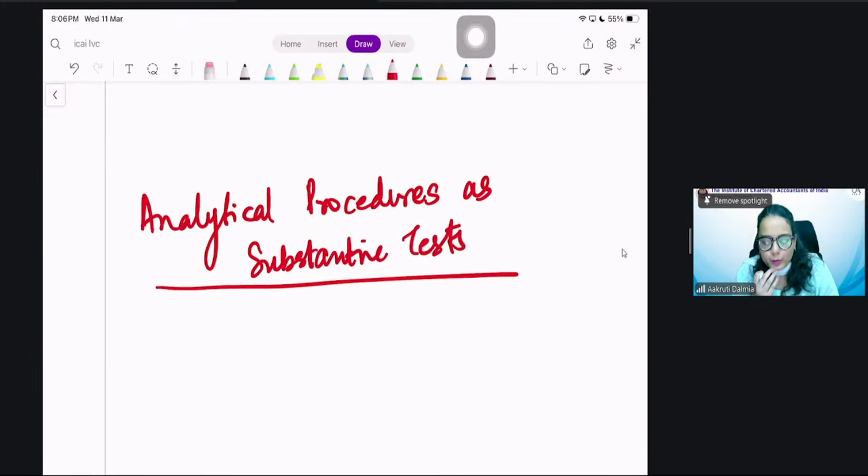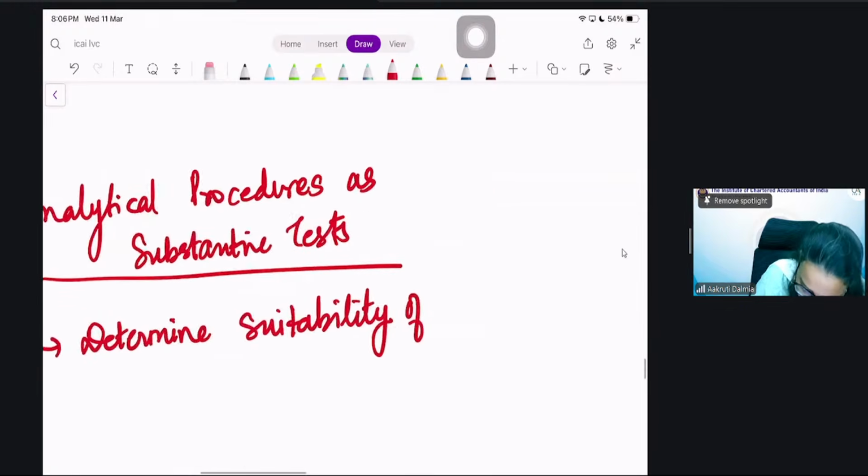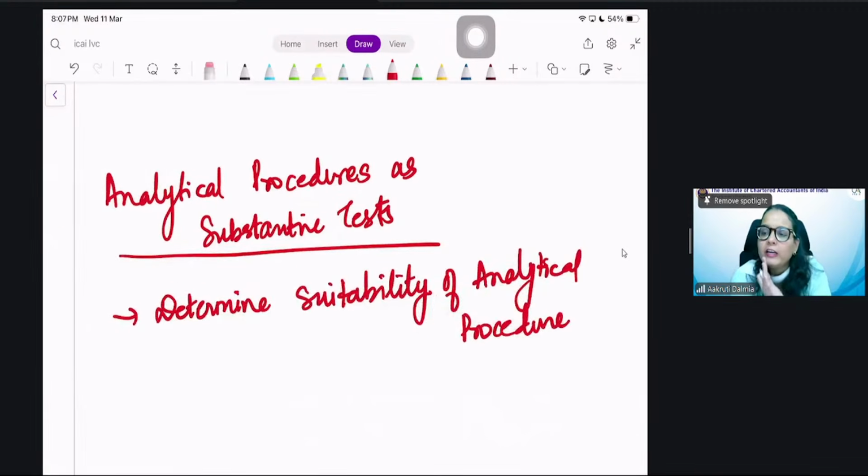So if you want to use analytical procedure as a substantive test, this is the process you'll follow. First is determine suitability of analytical procedure. What did I tell you? Is analytical procedure suitable for all types of accounts? No. Is analytical procedure suitable for all types of assertions? Can I know existence of the inventory by doing analytical procedure?